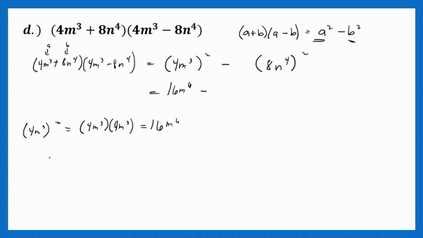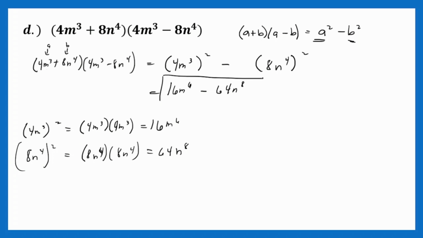Minus, paano naman to? 8n raised to 4, tas naka-squared pa siya. So, ulitin mo lang yung 8n raised to 4 ng dalawang beses. Ayan. Tapos, 8 times 8, that's 64. N raised to 4 times n raised to 4, that's n raised to 8. Very good. Kasi nga, ipa-plus mo lang yung 4 saka yung 4. So, we have 64 n raised to 8. And that is now the final answer.